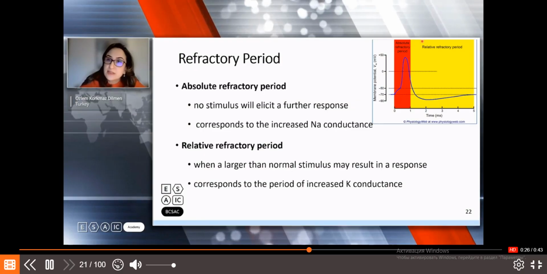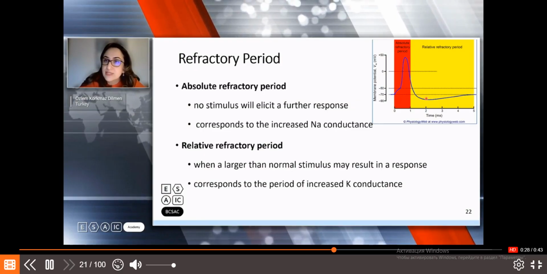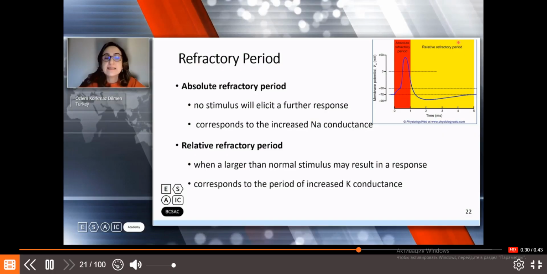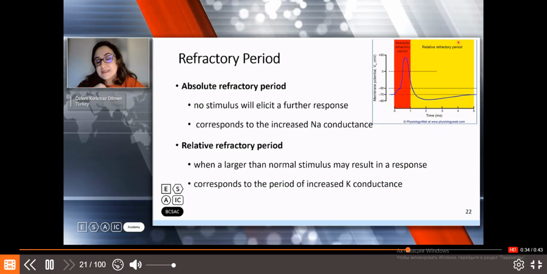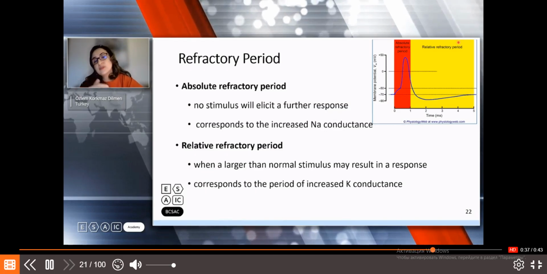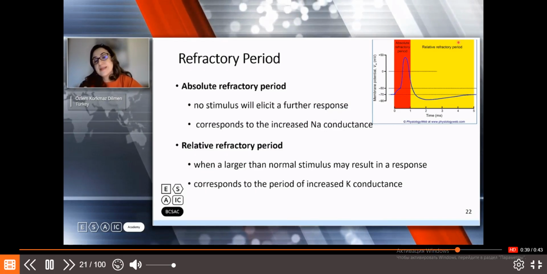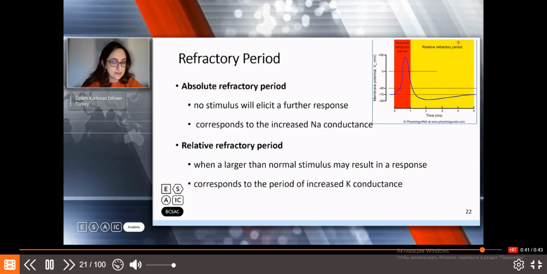The relative refractory period, this side of the action potential, is a period of time when a larger than normal stimulus may result in a response. It corresponds to the period of increased potassium conductance.